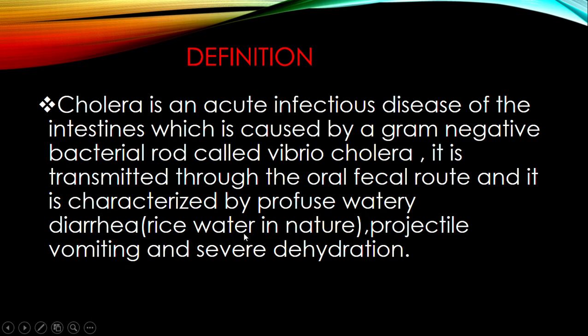Remember that when you are defining a condition or a disease, you have to mention the system that it affects, the cause, the mode of transmission, and of course the signs and symptoms. So make sure that you mention those four important points, and when you include them, you are sure that you are able to get the 5 marks that they usually ask for.